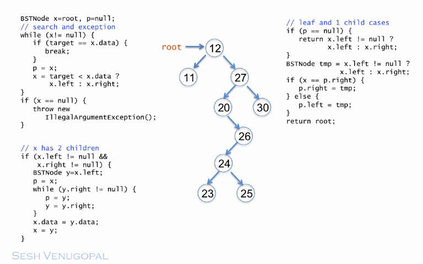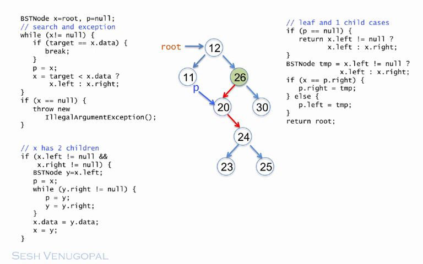In this next example, we once again want to delete 27. We locate it, then find the in-order predecessor and copy its value into x. Moving x over to the node to be deleted, we find it's a node with one child, and bypass it so that p's right points to x's left. And this is the resulting tree.